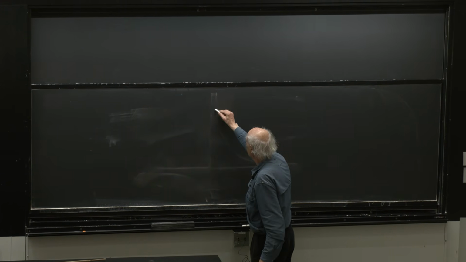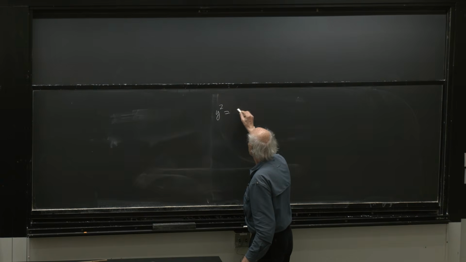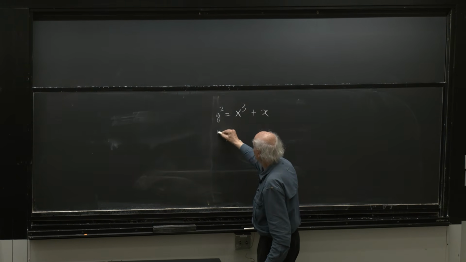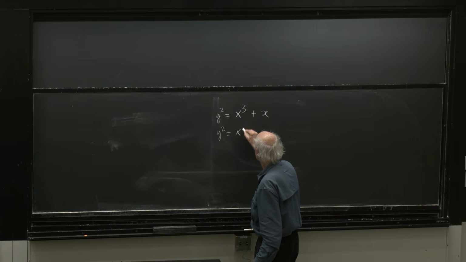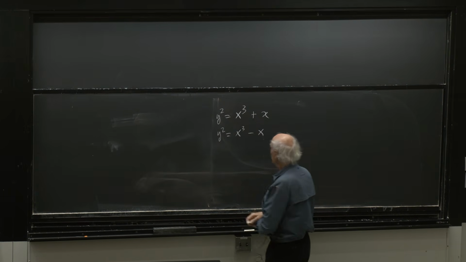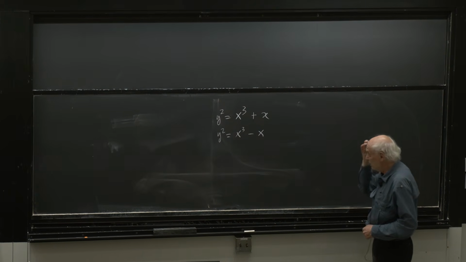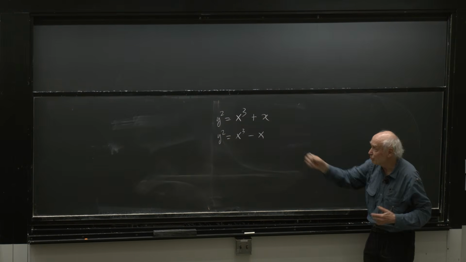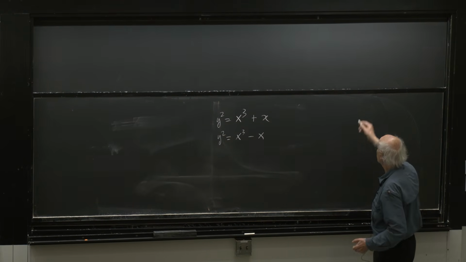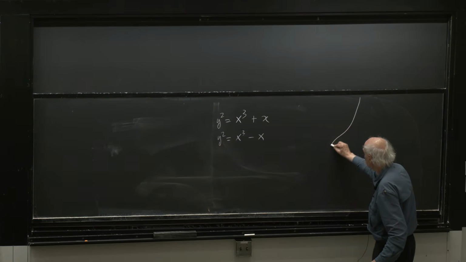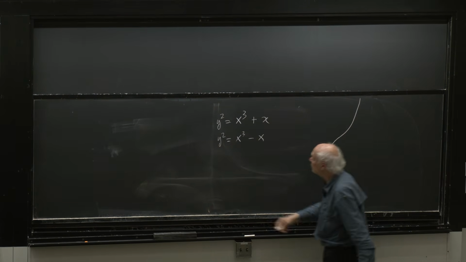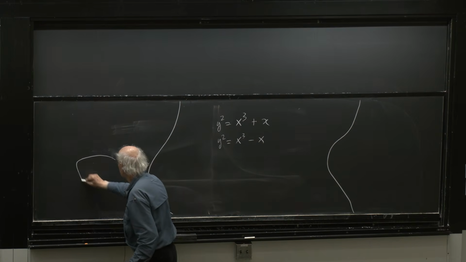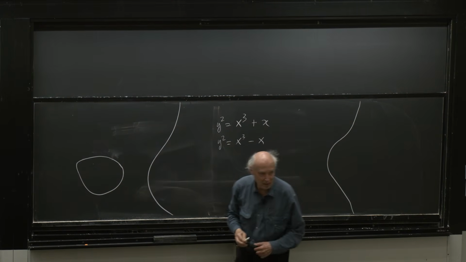If you take, for instance, the cubic curve, this one, or this one, then if you look at the real locus, the real solution, the shapes are very different. From one, you will have something like this, and for the other, you will have something like this.